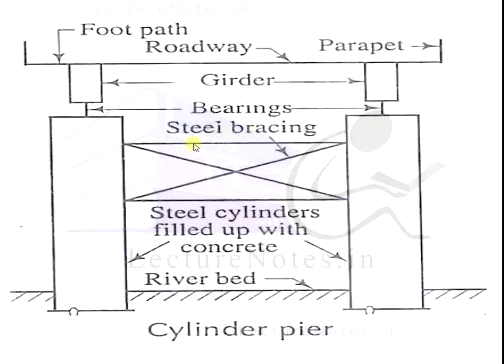You have seen that the various steel bracings are important for the better stability of the pier, and this is the steel cylinder filled with concrete. The concrete is filled in after the steel cylinders are sunk or submerged in the river water. Next is the bearing, and the girder and the roadway or railway, and this is the footpath and parapet wall. This is a cylinder pier.